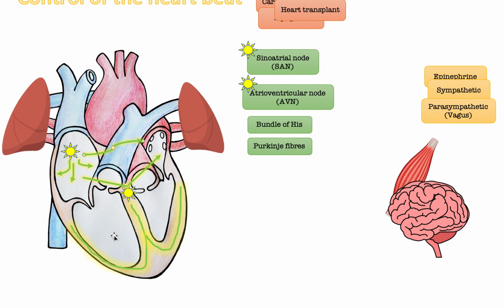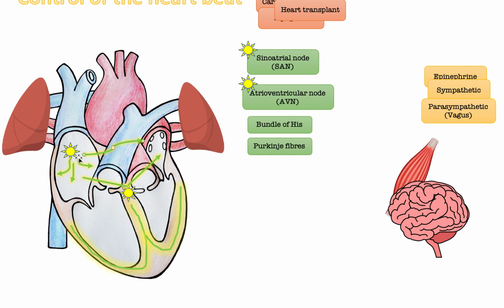Because imagine if they were to contract at the same time, the blood would actually go nowhere. It's like squeezing a bag full of water everywhere. Nothing is going to happen to it. It's not going to go anywhere you want it to go, right? So the reason why they don't contract at the same time is because of the AV node, the Atrioventricular Node.